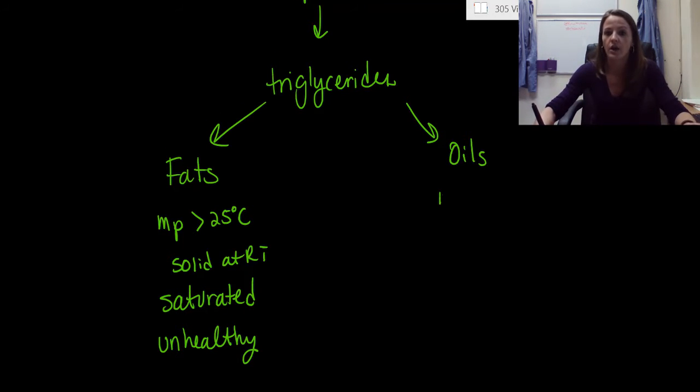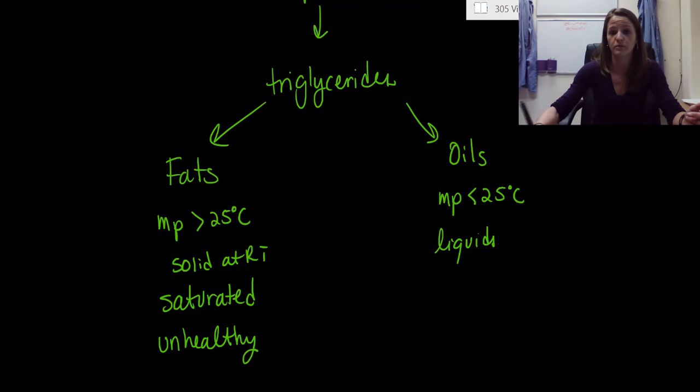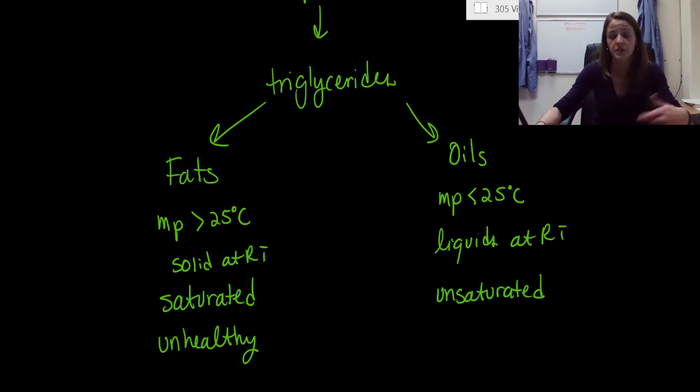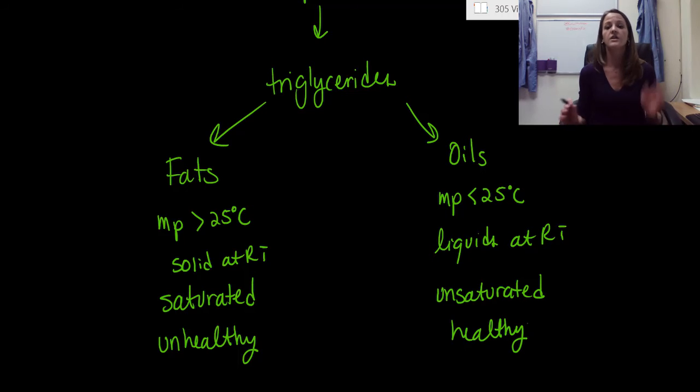So our oils are the triglycerides that have a melting point that is less than 25 degrees Celsius. So these are liquids at room temperature. We call them unsaturated. This could be either monounsaturated or polyunsaturated. And then the thing we're going to add here now is that these are considered our healthy triglycerides. So in our next video, we're going to actually talk about how that happens. Why is something healthy? Why is something unhealthy? But for now, go through and make sure you can easily classify fats and oils.